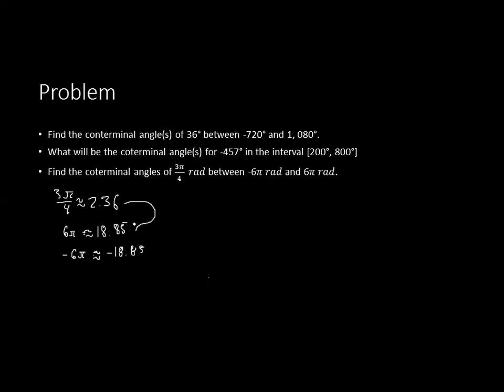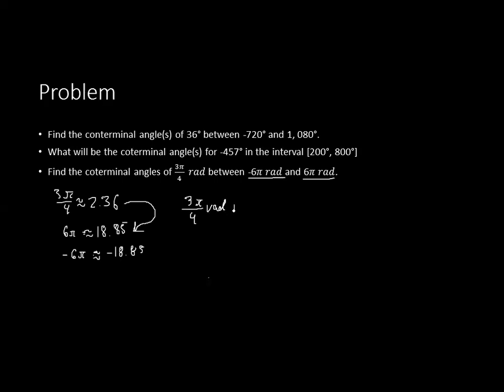So we need to find values within this range. So we have positive and negative. So expect that not only are we going to add 360 to this angle, but we're also going to subtract 360, or in radians, 2 pi. So we're going to add and subtract 2 pi radians to this angle, right? So let's start first with adding 2 pi.